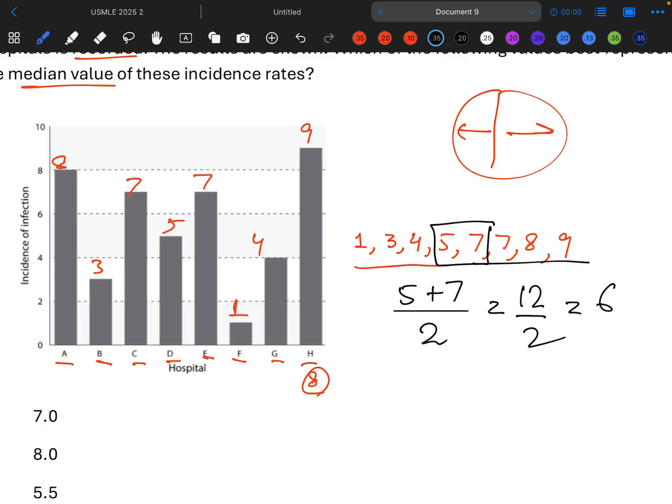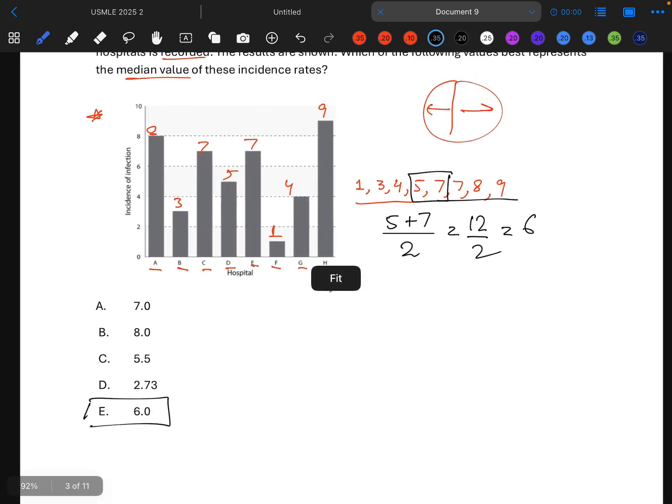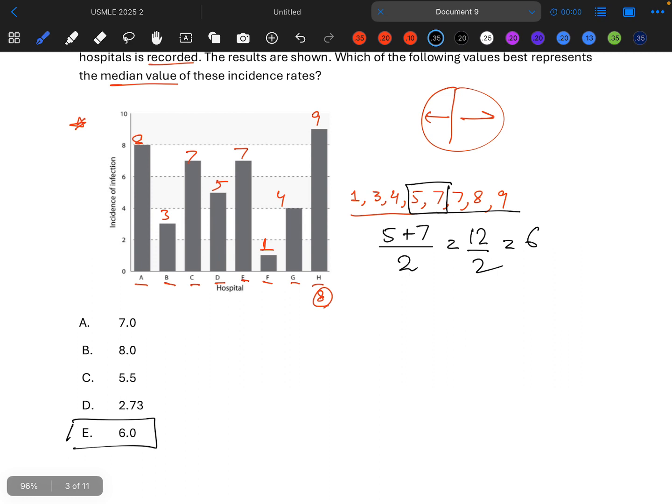So make a sum of the middle values, 5 plus 7, and we will divide by 2. It will be 12 divided by 2, which is equal to 6. So our answer will be 6. The 6 is the median value, and if we talk about the mode, it is the most repeating number.